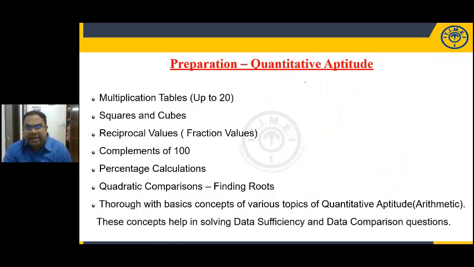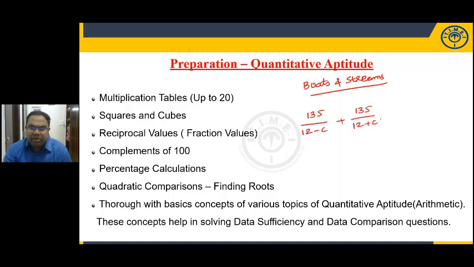Or you will study a topic called time and distance. Under time and distance, we have a subtopic called boats and streams. Whenever it is boats and streams, we arrive at an equation. Let's say 135 by 12 minus C plus 135 by 12 plus C is equal to 24. Can you guess the C value?